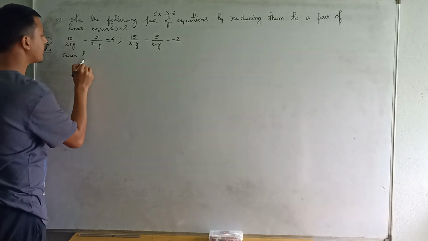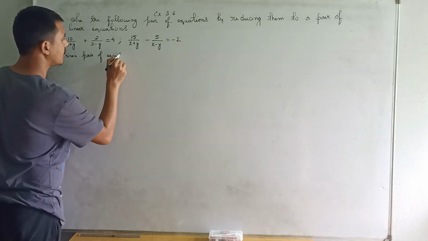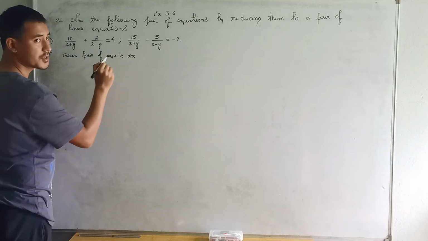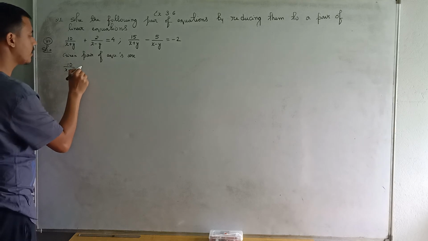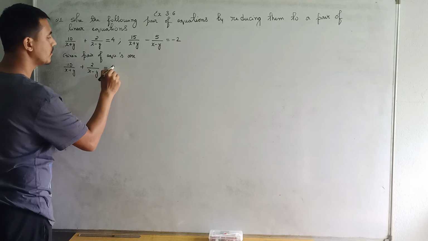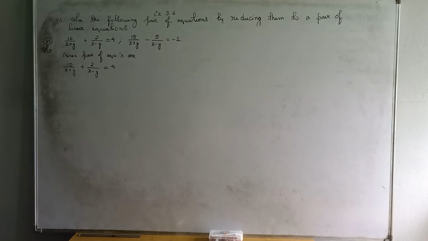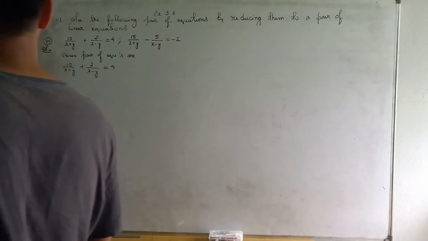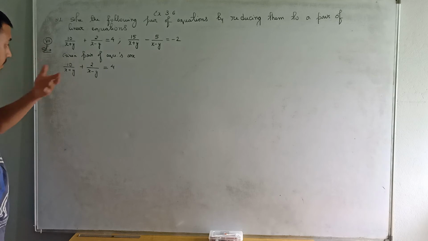So your given pair of equations are 10 upon x plus y plus 2 upon x minus y is equal to 4. So this is your first equation. Let me separate the variable and its coefficient.